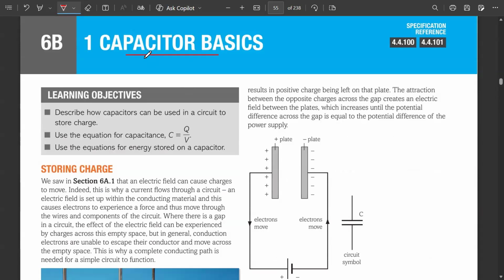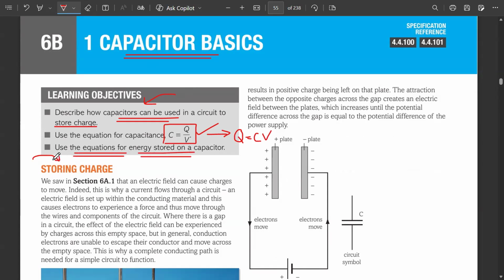So if we start off with the very basics of your capacitors, we are going to first describe how capacitors can be used in a circuit to store charge, and then we are going to use the equation capacitance is equal to Q over V. इसी को अगर हम rearrange करें तो वो क्या बन जाएगी? Q is equal to capacitance into voltage, and then we are going to use different other equations for finding the energy stored on a capacitor as well.